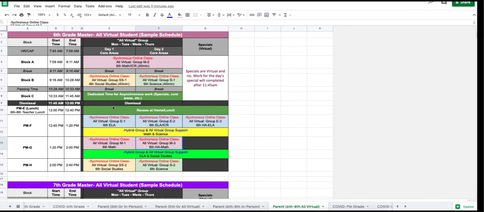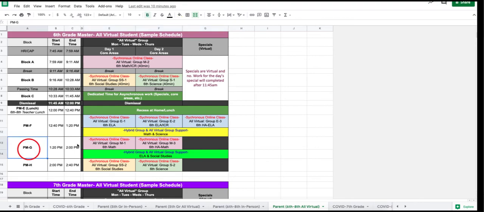Okay, so we have our block A again, which is going to be that recess at home and lunch period. We then have our block F, block G, and block H in the afternoon. Block F is always going to be dedicated to language arts instruction for the all virtual kids. At this time of day, all of our certified language arts teachers are done teaching the in-person instruction, so they are able to teach the all virtual students. It's also dedicated to hybrid group and all virtual group support in the areas of math and science.